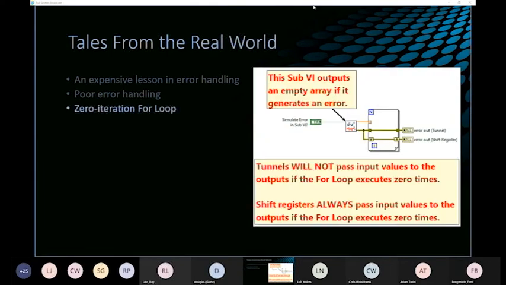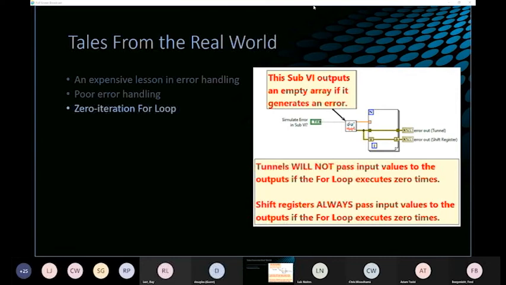This one gets a lot of LabVIEW developers. They don't know about this. I actually wrote a LinkedIn post about this a couple of months ago, the zero iteration for loop. Now, if you have a sub VI, as pointed out here, the sub VI is going to output an empty array if it generates an error. Well, if that happens, that for loop is going to run 0 times. And if you have the error wire pass through a for loop on a regular tunnel, if there's an error coming in there and that loop runs 0 times, the output tunnel is going to output the default value, which is no error.